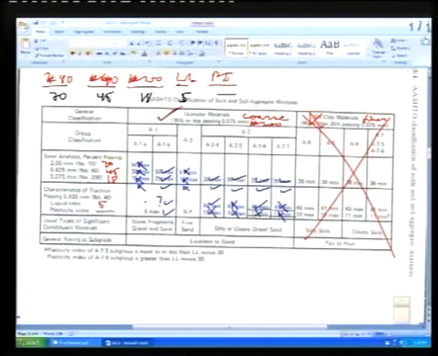Now we ended up with the soil being A1B, right? So we write the soil is A1B.